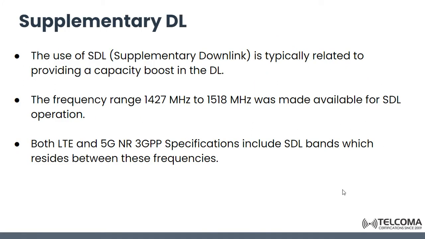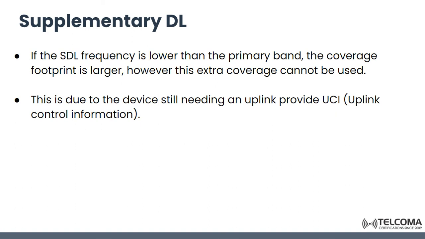Supplementary downlink, known as SDL. The use of SDL is related to providing a capacity boost in the downlink. The frequency range 1427 MHz to 1518 MHz is made available for this supplementary downlink operation. Both LTE and 5G new radio specifications include these bands which reside between these frequencies.